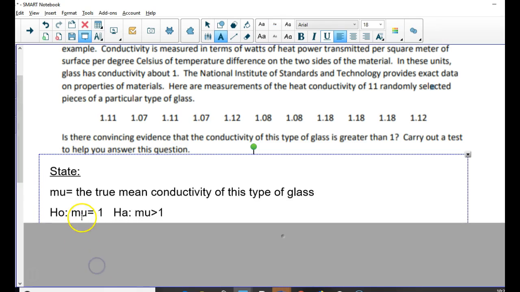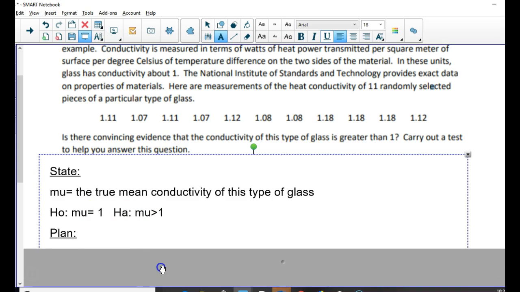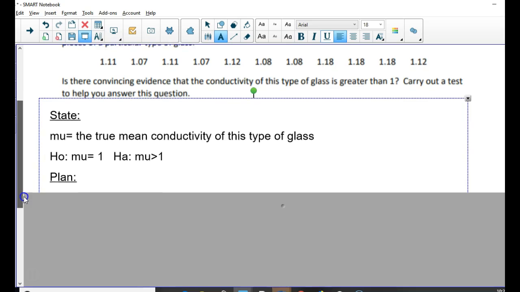For our H0, we would assume that it is 1, and then we want to prove, like it says right here, that it's greater than 1. So here's our state: 1 point, 2 points, 3 points on a test. The plan, we need our conditions and our method.